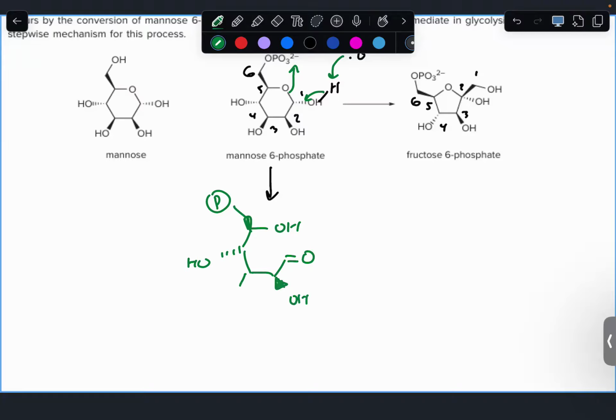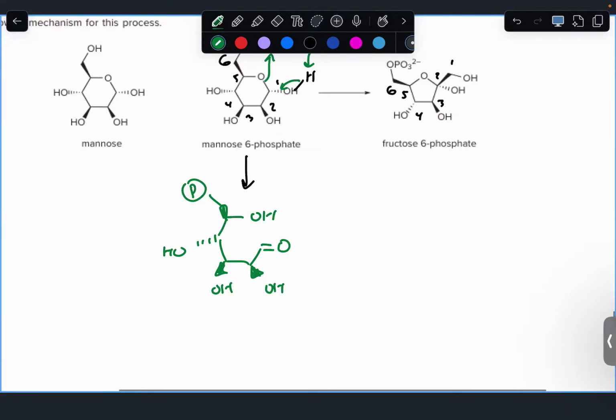Then from there, convert this into fructose 6-phosphate. I don't really like learning about glycolysis that much, and you probably don't either. But if you're taking the MCAT, you'll do it in the fall.